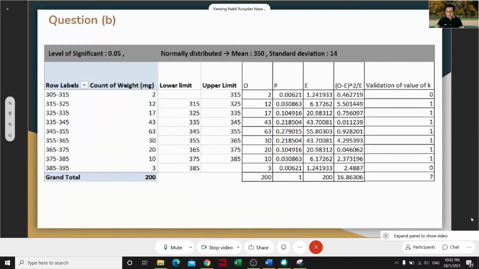Okay, next is question B, where we are asked to comment on the manufacturer's claim that the FDA authority has required manufacturers to make sure the weight of each tablet has a standard deviation of 14 milligram and a mean of 350 milligram and follows the normal distribution. For this question, we have made the chi-square test, and that's what you can see. The chi-square test gives the answer of 16.86306.